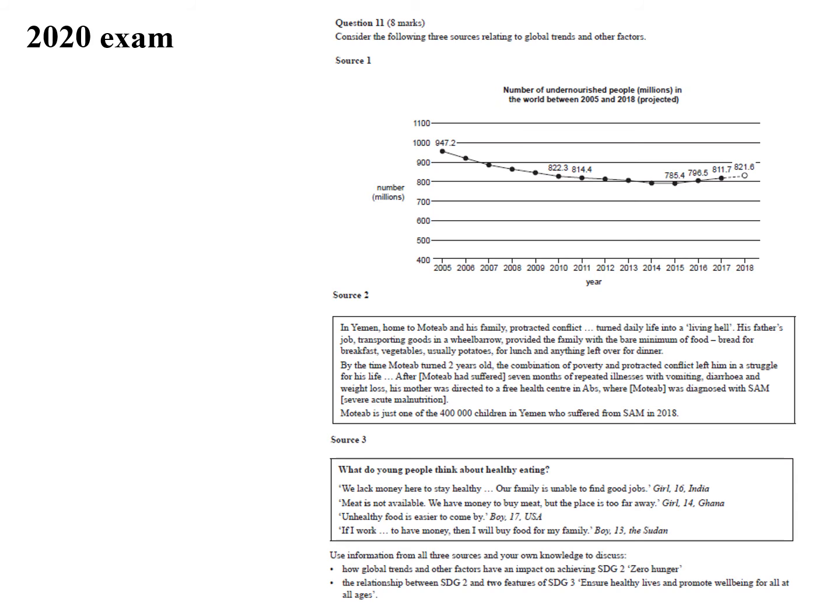All right, the 2020 exam, so last year's question: consider the following 3 sources relating to global trends and other factors. Okay, so the fact that it says global, you'd be thinking, all right, this is some Unit 4 information. We've got data here of the number of undernourished people in the world over time. We've got a bit of information here about a particular family, and then we've got some quotes here about what young people think about healthy eating.